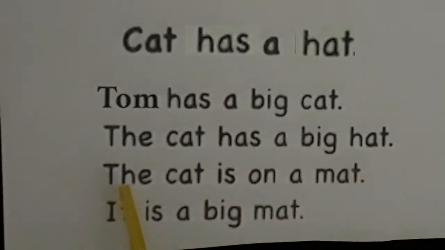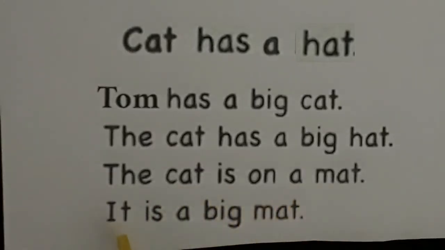Now we will read the third line. T-H-E the. C-A-T cat. I-S is. O-N on. A M-A-T mat. Full stop. The cat is on a mat. कैट कहाँ पर है? मैट के ऊपर.